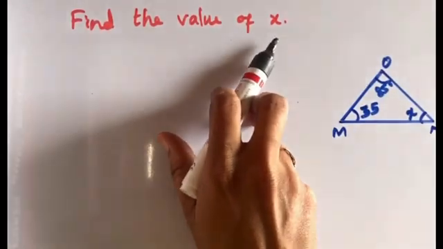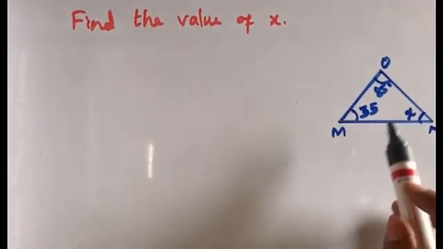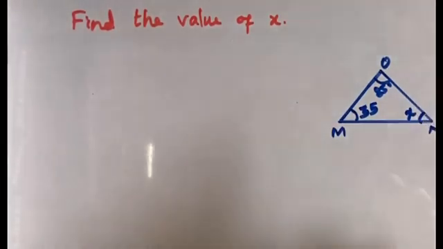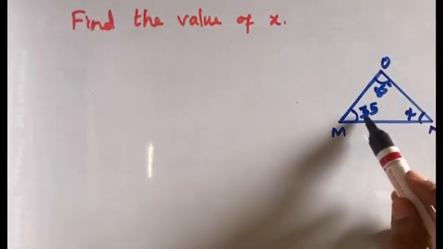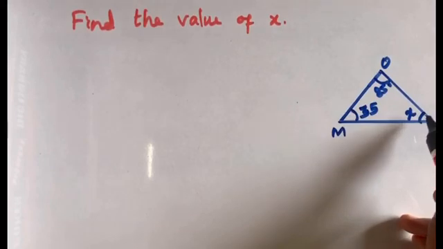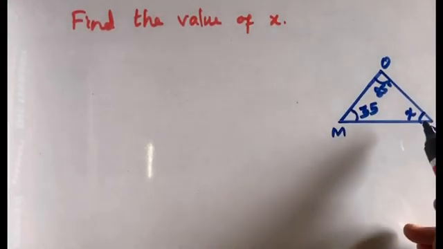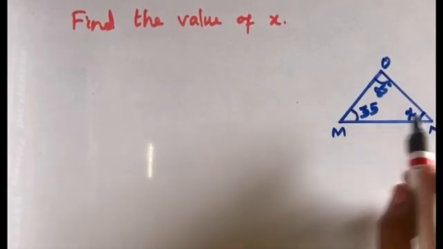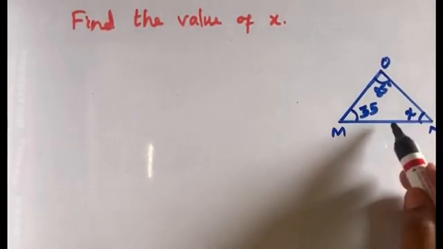Find the value of x. So, here it is a triangle MNO. Two angles are given, 35 and 85. Another one angle we have to find, and it is x. We have to find that. So, how to find the value of x?